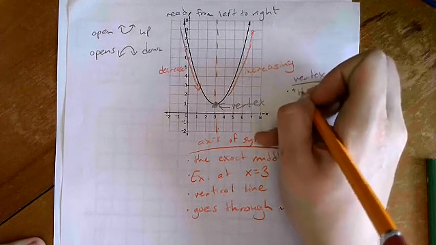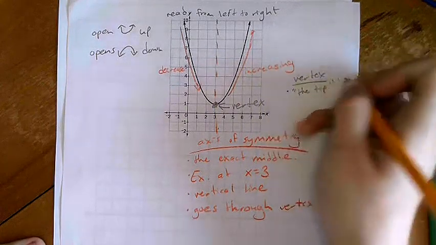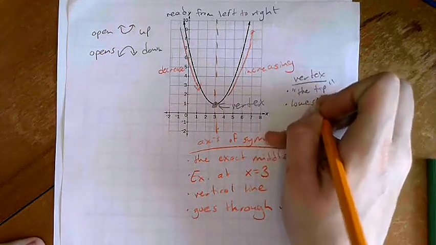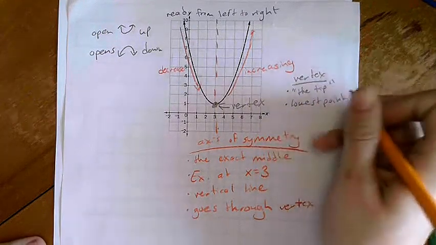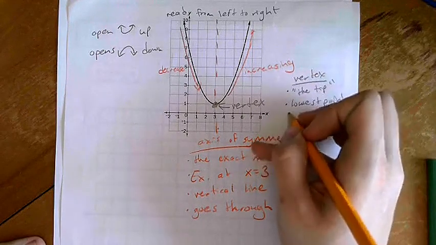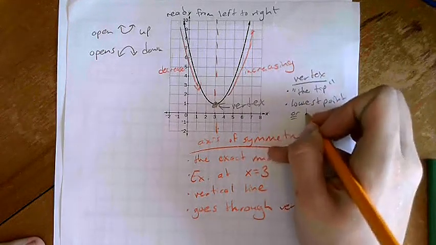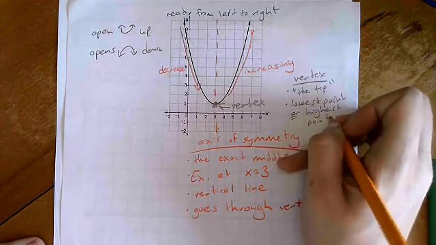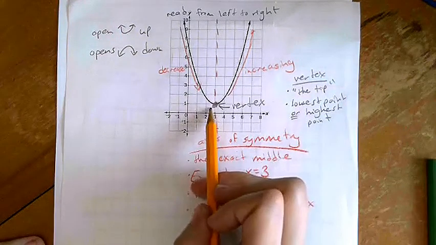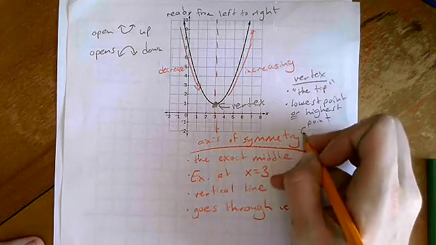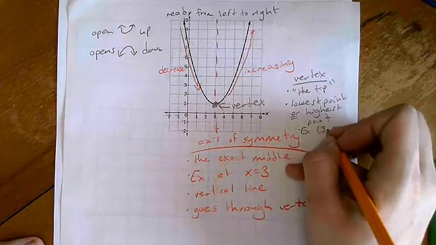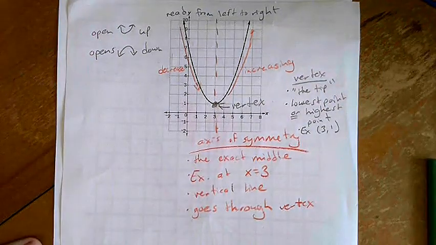Another way of thinking about it is it's the tip. And we said it's the lowest point, and we call that a minimum, or it's the highest point. In this case, we can actually read what this vertex is. This vertex is at the point (3, 1). That is the vertex for this one.